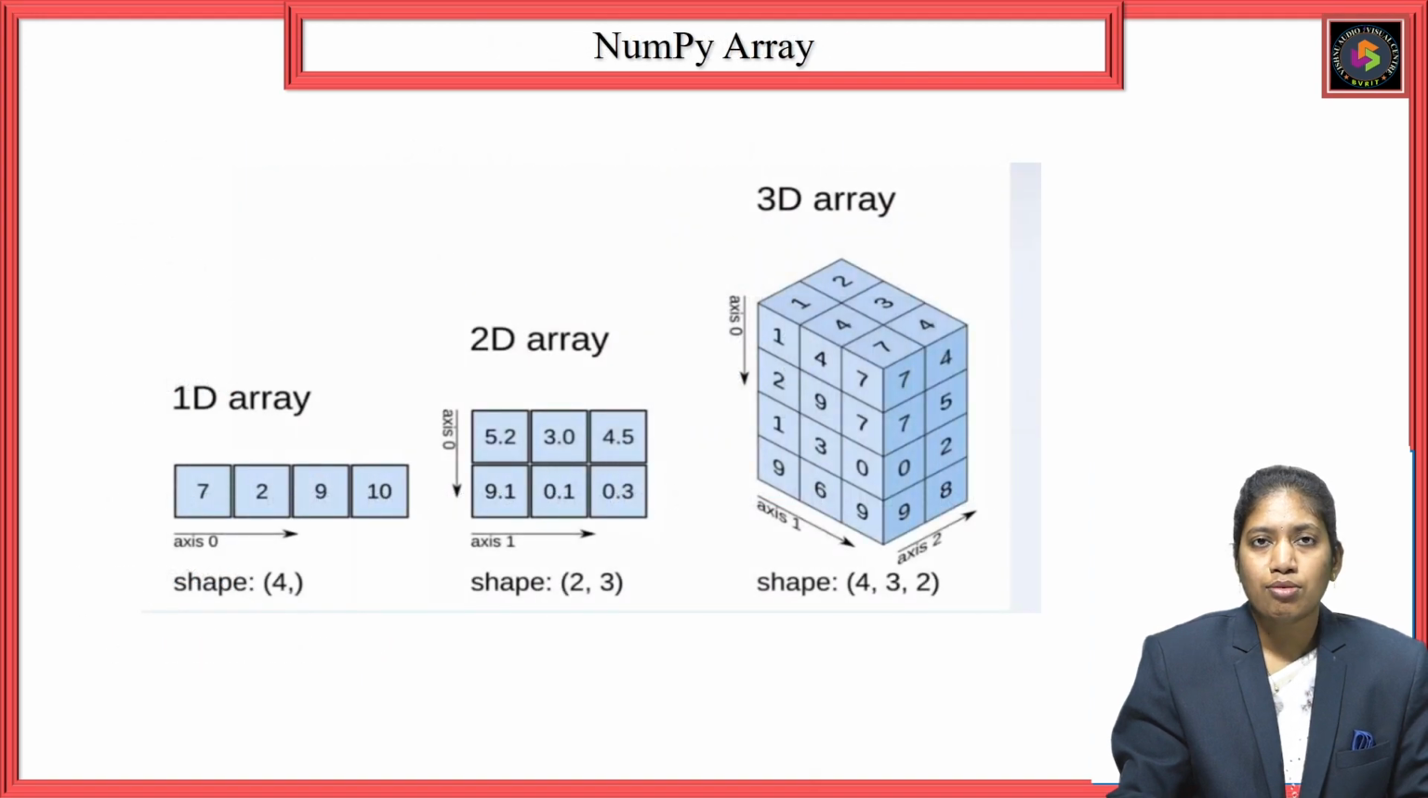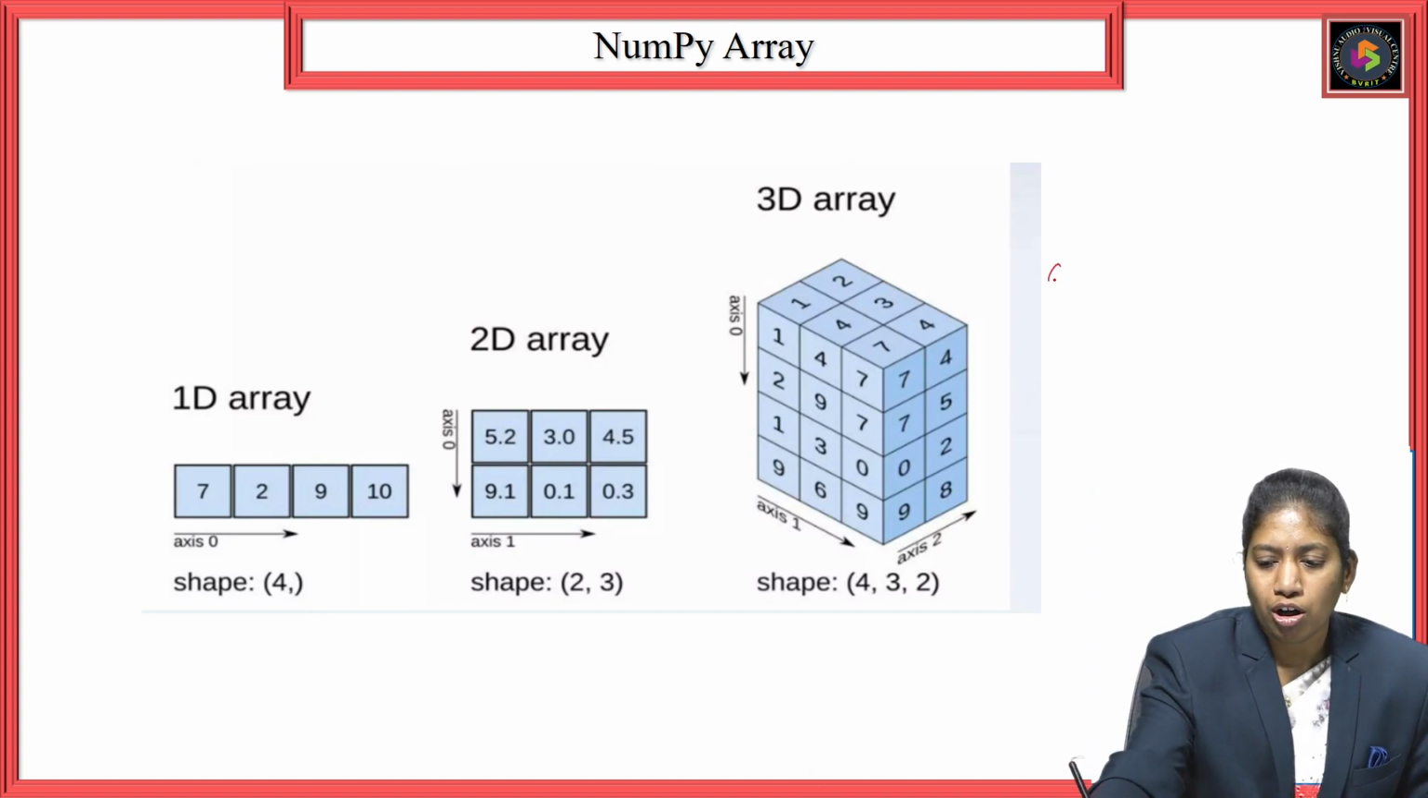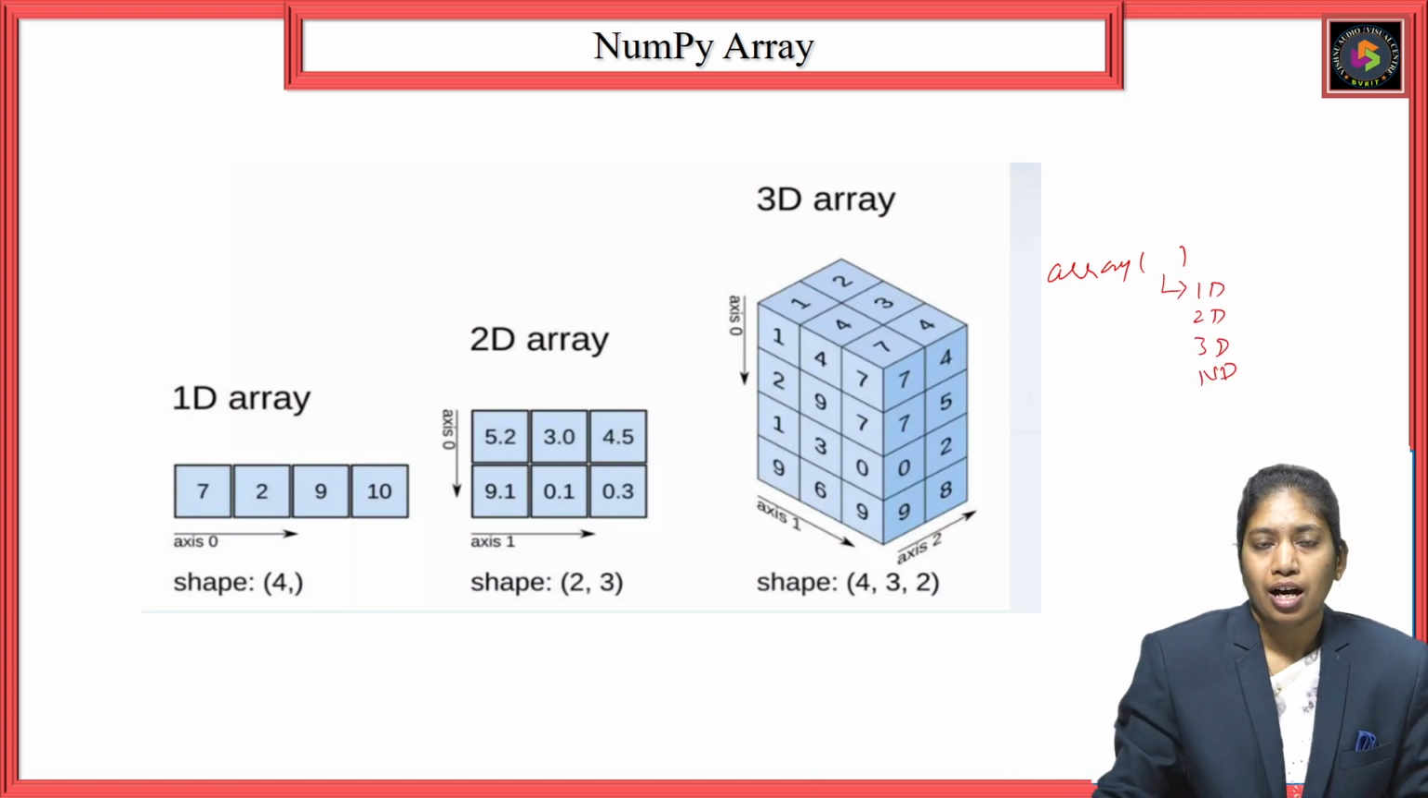Generally all these dimensions were created by using the array function only. Here in the array function we need to give whether it is a 1D, 2D, 3D or n-dimensional array. Here is the example for one-dimensional, two-dimensional and three-dimensional: a one-dimensional array with 4 elements, a two-dimensional array of 2 rows and 3 columns, and a three-dimensional array with width, height and depth.